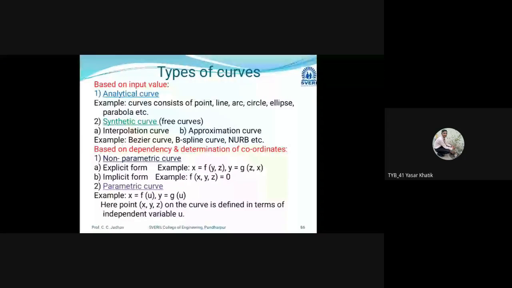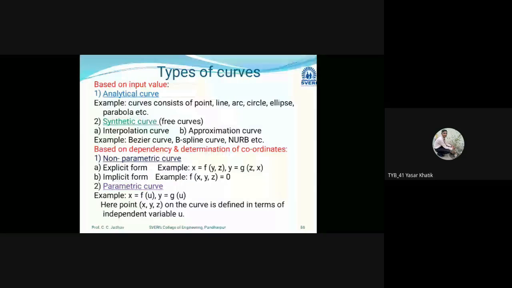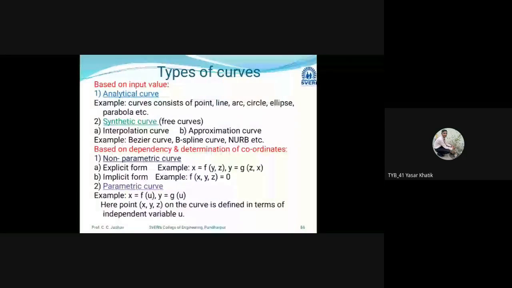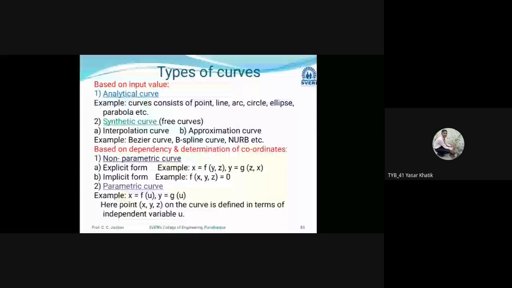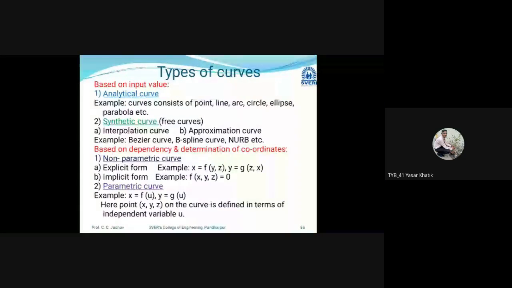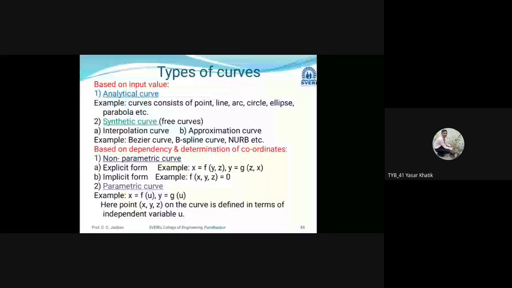We have to study just the Bezier curve, B-spline curve, and NURBS curve, whatever simple type of curve there is. In the university exam, they are not going to ask you to explain the non-parametric and parametric curve. So this is one type of curve, with the help of which we draw the model. Second is parametric, in which x is a function of u and y is g of u. Here x, y, z is the curve defined in terms of the independent variable u.